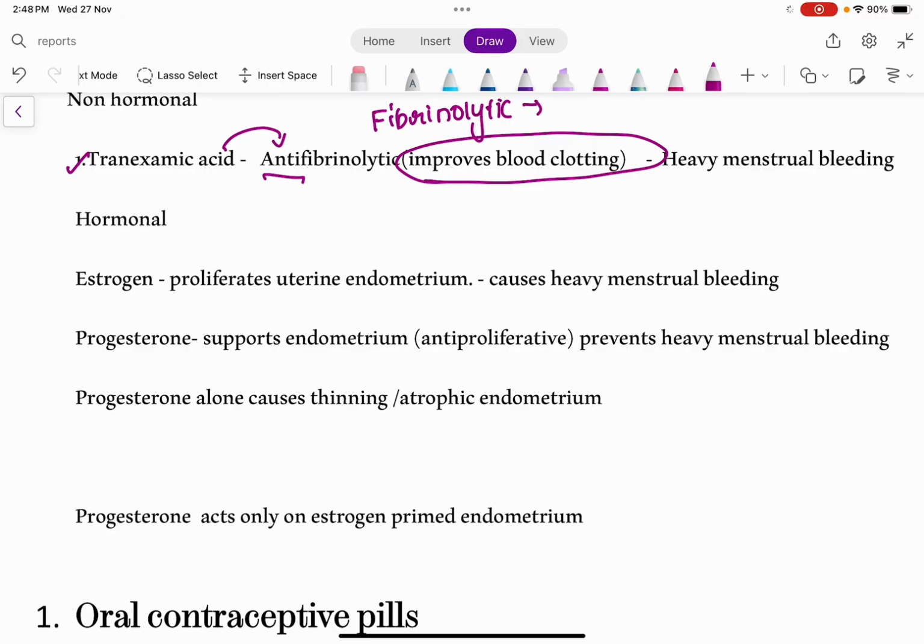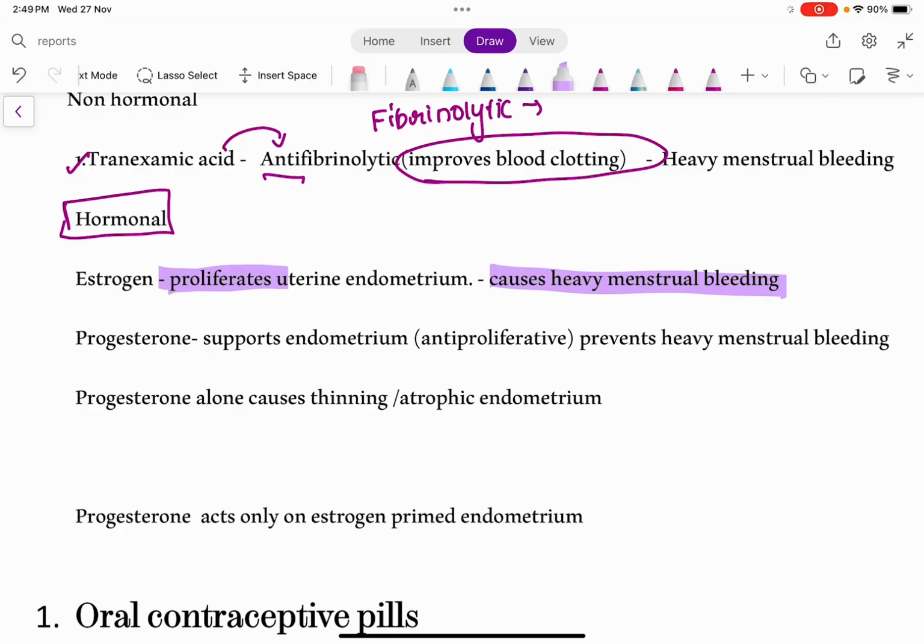Before discussing the hormonal approach, let me discuss the hormones we are going to take into consideration in the treatment of heavy menstrual bleeding. The first hormone is estrogen. As we all know, the main function of estrogen in the uterine endometrium is to proliferate it, and therefore the uterine glands proliferate too. Whenever the endometrium proliferates due to lack of support by progesterone, it results in breakthrough bleeding, that is heavy menstrual bleeding.